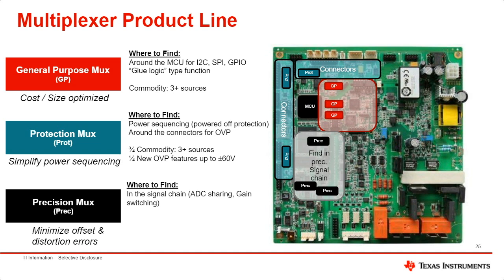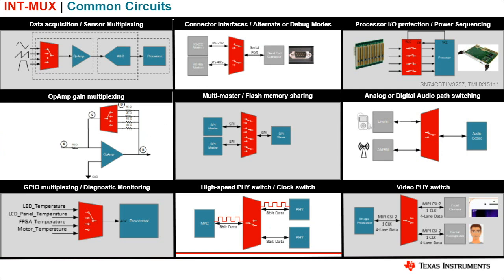So now we're going to jump into some examples of applications for multiplexers in different areas. In the top left, as you can see, you have a multiplexer receiving multiple signals. So you can switch between them, going to an op-amp and the ADC and then to a processor. Next to it, you can have two modems going to a switch, switching between them, going to a single connector. In the top right, a switch is being used for I/O protection, as a series protector on the I/O pins. Then the middle left, op-amp gain multiplexing.